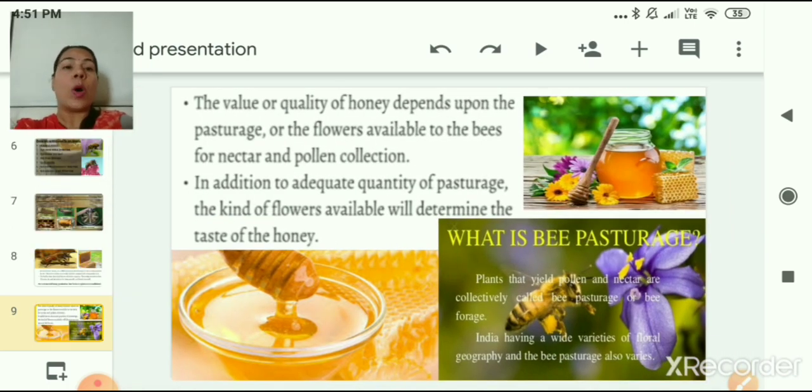The value or quality of honey depends upon the pasturage, or the flowers which are available to the bees for nectar and pollen collection. In addition to an adequate quantity of pasturage, the kind of flowers available will determine the taste of honey. So children, there is a very common question here: what is bee pasturage? Plants that yield pollen and nectar are collectively called bee pasturage or bee forage.